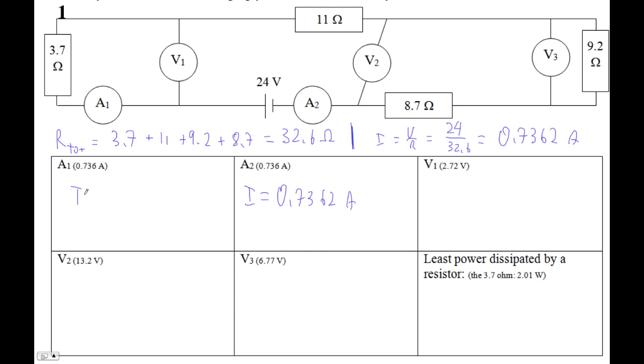And this one, so these will always be the same. There's only one current in any series circuit. If there's more than one current, it's not a series circuit. Yay, the same.